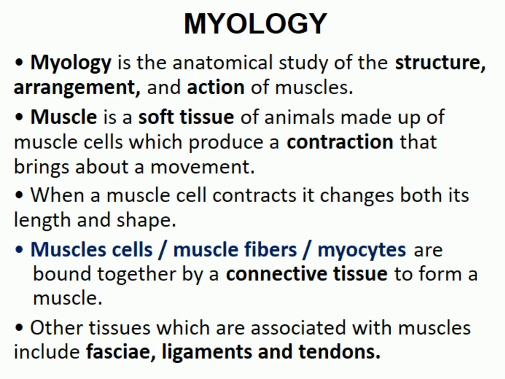Then a muscle cell, or muscle fiber, or myocyte, are bound together by connective tissue to form a muscle. So we have a number of muscle cells or muscle fibers bound together by connective tissue to form a muscle, as we shall see later. Other tissues which are associated with muscles are fascia, ligaments, and tendons. We discussed a little about ligaments in the previous session, but in this session, again, we'll go into details of ligaments and their examples in different parts of the body.